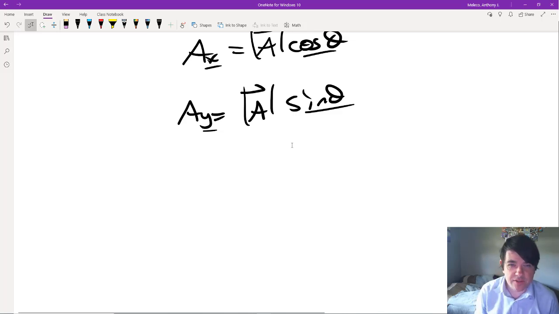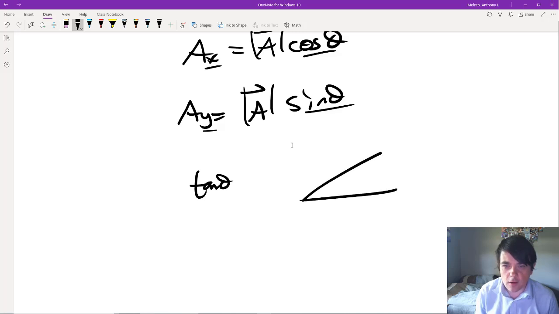The other thing was tangent of theta. So this is why we used arctangent at the end. So we had this new resultant, right? We had, whoops.